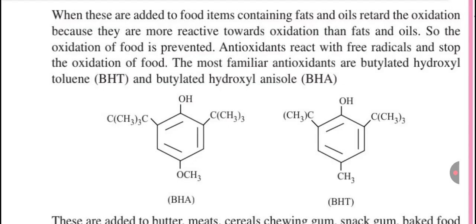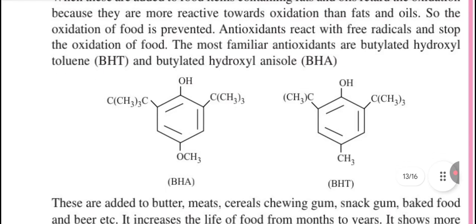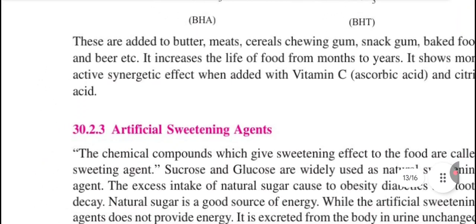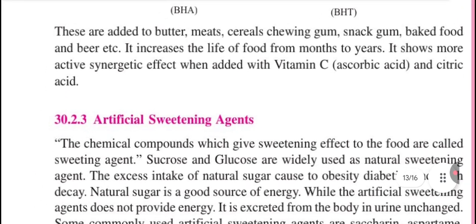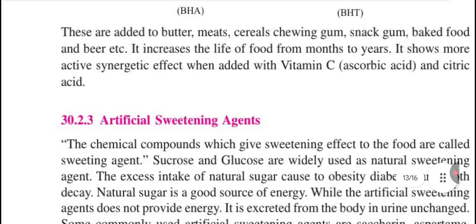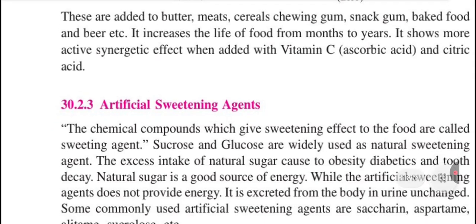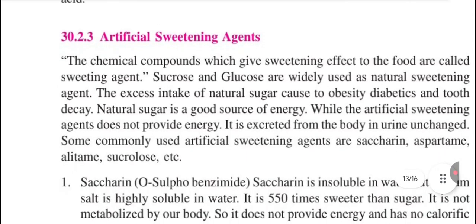Antioxidants react with free radicals and stop the oxidation of food. The most familiar antioxidants are butylated hydroxytoluene (BHT) and butylated hydroxyanisole (BHA). These are added to butter, meats, cereals, chewing gum, snack foods, baked food, and beers, etc. It increases the life of food from months to years. It shows more active synergetic effects when added to vitamin C, ascorbic acid, and citric acid.